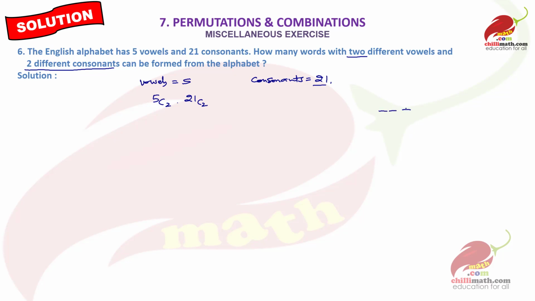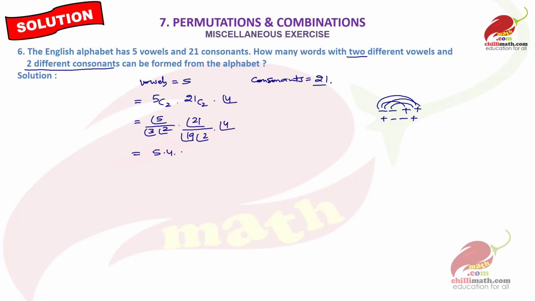Now just see, 2 vowels and 2 consonants are there, they themselves can be arranged. In how many ways? This can be here, plus can be here. Plus means consonant, I have taken over here to just make you understand. So they can themselves be arranged in 4 factorial ways. So total number of words are these. I can calculate this. That is 5 factorial over (5 minus 2) factorial, 2 factorial, 21 factorial over (21 minus 2), this is 19, 2, and this is 4 factorial.